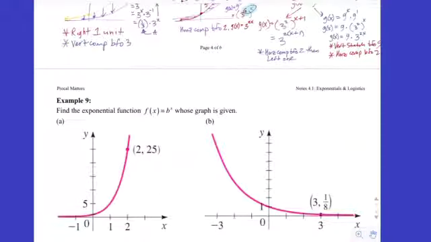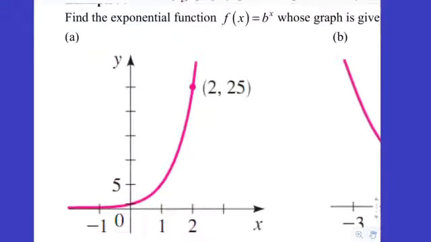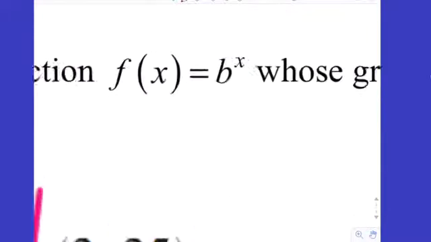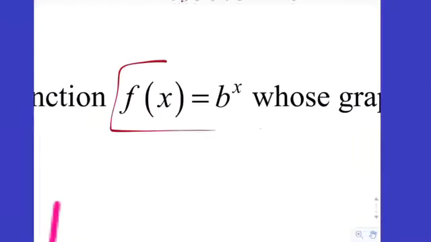All right, now we're going to write equations from a graph. I'm going to give you a graph with some information, and you're going to write the equation of the exponential function that represents that graph. Now we're going to start nice and easy, like almost boringly easy. We're going to start with the template of f of x equals b to the x.